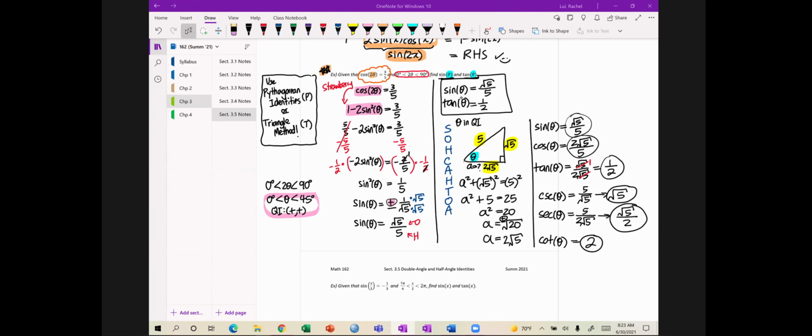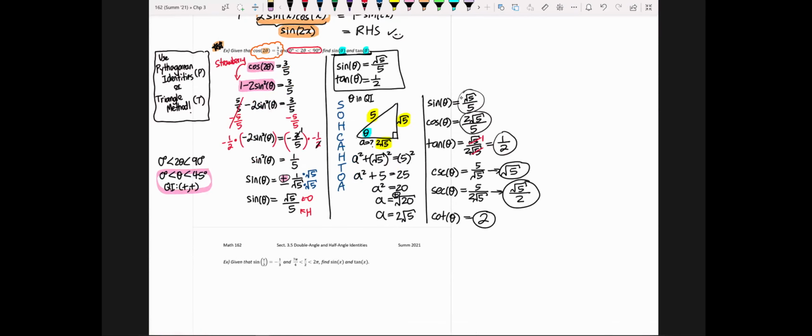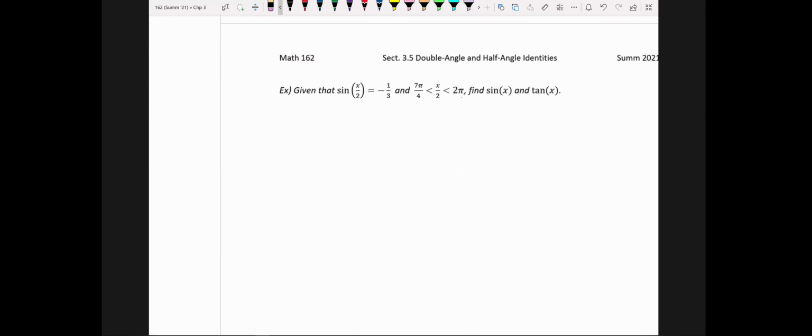Okay, let's test our understanding of this process with the next one. So the next one is also double star. It's really the same type of problem, but this time they give you sine at the half angle. Whether they give you a trig function at the half angle or double angle, we have to use the identity to find a trig function at the angle x. And then from there, we can get any trig function at x.